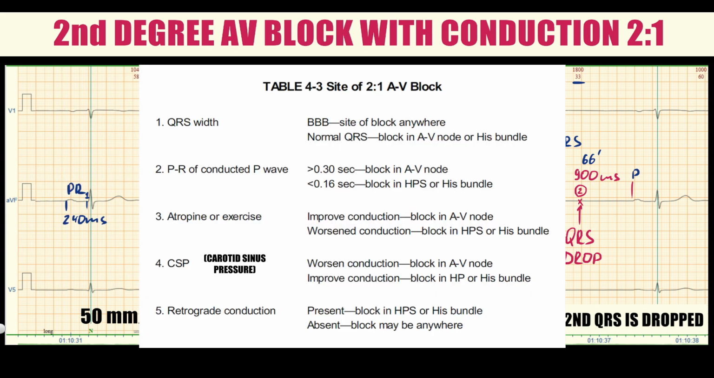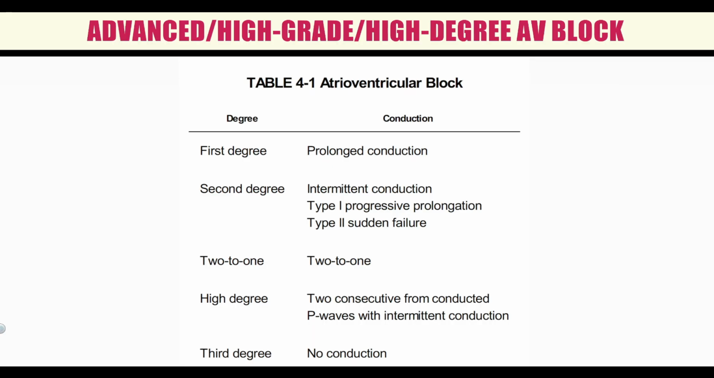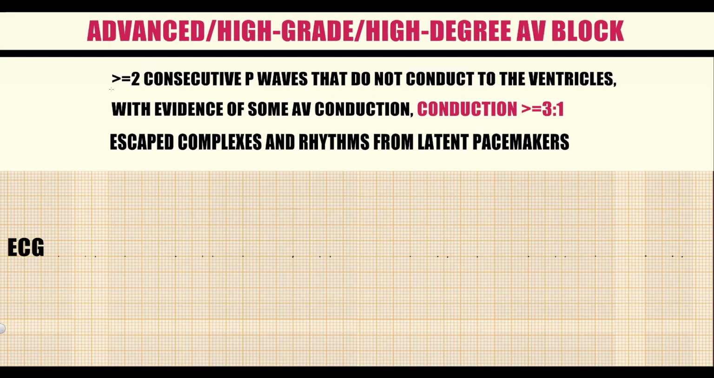Now you can see the table for distinguishing the site of 2 to 1 AV block. The next step is advanced or high grade or high degree AV block. The ECG criteria is greater than or equal to 2 consecutive P waves at a constant physiological rate that do not conduct to the ventricles, with avoidance of some AV conduction. According to this, conduction should be at least 3 to 1. Let's see the ECG scheme.